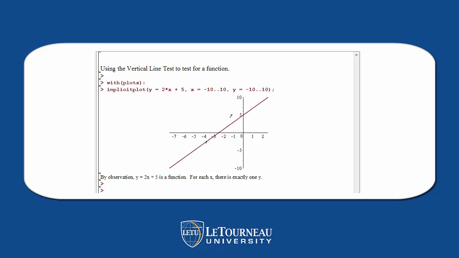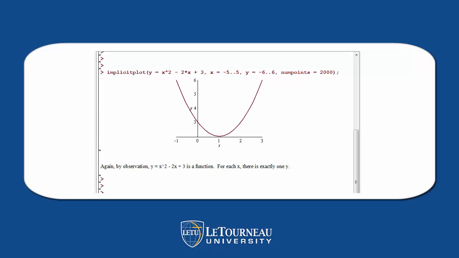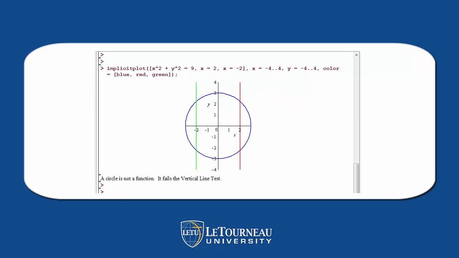No matter where I put a vertical line, it's only going to cross in one place. Here's a quadratic function, or a parabola. Again, by observation, for each x, there is only one y. But if we look at a circle, notice I've given you as an example two different vertical lines, and they each intersect that circle in 2 points. It fails the vertical line test, so a circle is not a function.